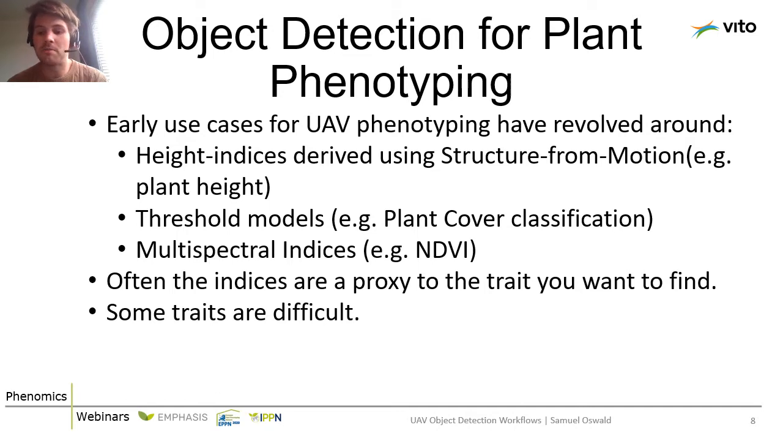In simple RGB imagery, you might look at where an image is most green and where it is not so green, which might tell you this is the place where we find plant cover and this is the place where we find soil cover. And of course, you have multispectral indices like NDVI and others, which can act as proxies for general plant health. But the indices are often a proxy to the trait rather than the trait itself, and some traits can be difficult to find even with these methods.